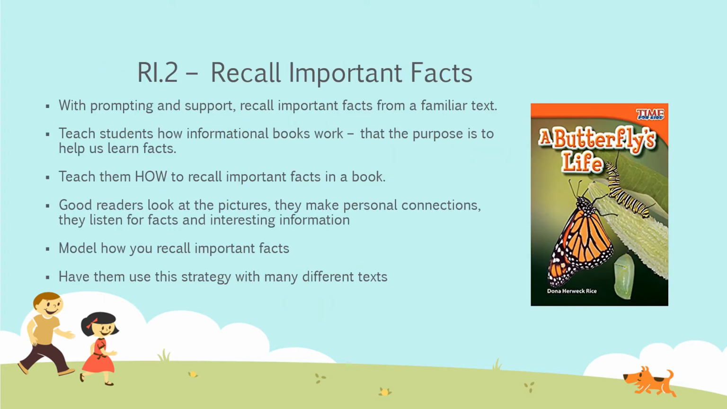RI2 is to recall important facts from a text. So with prompting and support, recall important facts from a familiar text. So you're going to teach students first how informational books work, because in order to recall important facts, you need to know that informational texts have facts, right? So the first thing is that the purpose of this book is for us to learn facts. And then teach them how to recall important facts in a book.